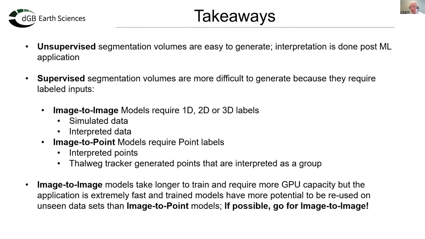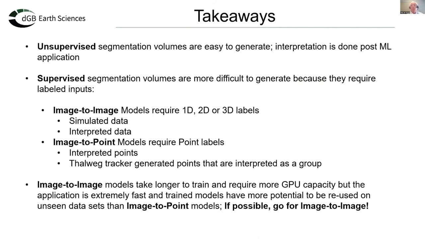You can either create labeled inputs for image-to-image models or for image-to-point models. If you want to go for an image-to-image model, then you either need to simulate the data or you have to interpret at a macro scale. So you have to draw polygons or horizons or whatever you can draw. That is what you then turn into a mask, and then you can use it.